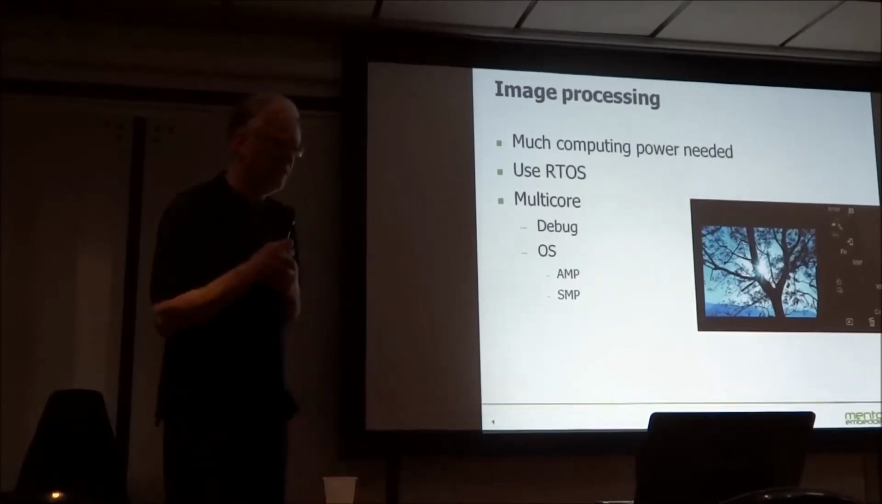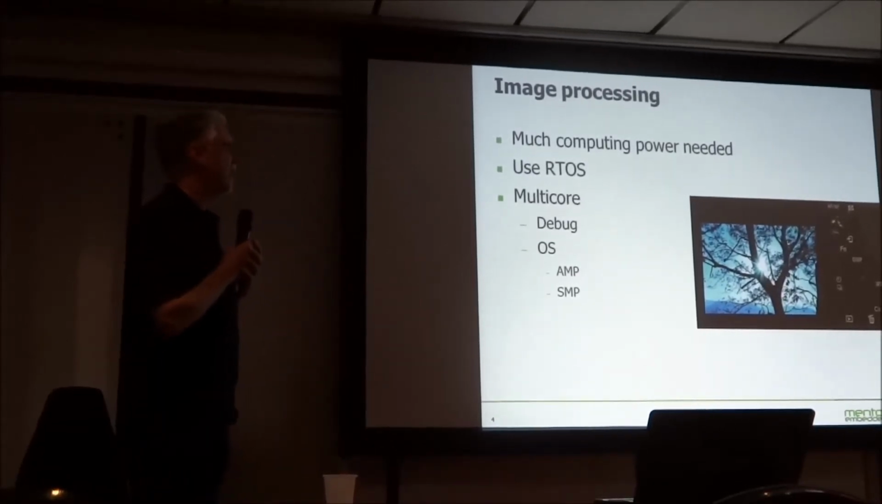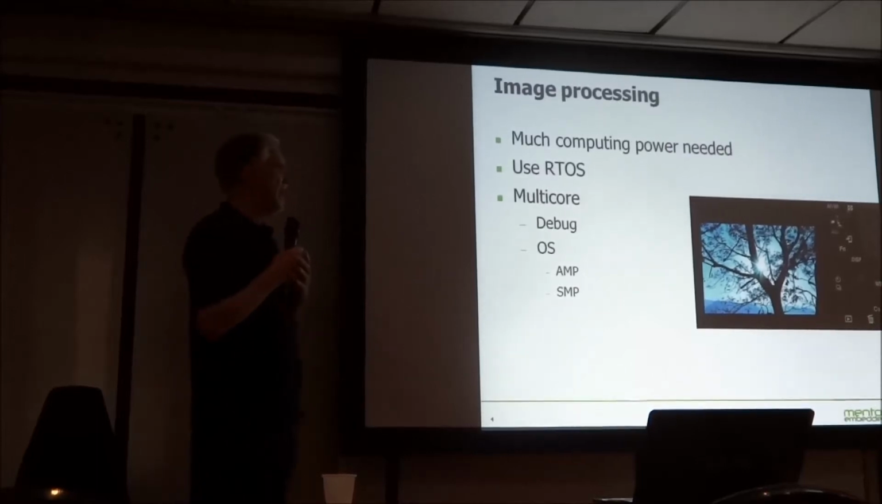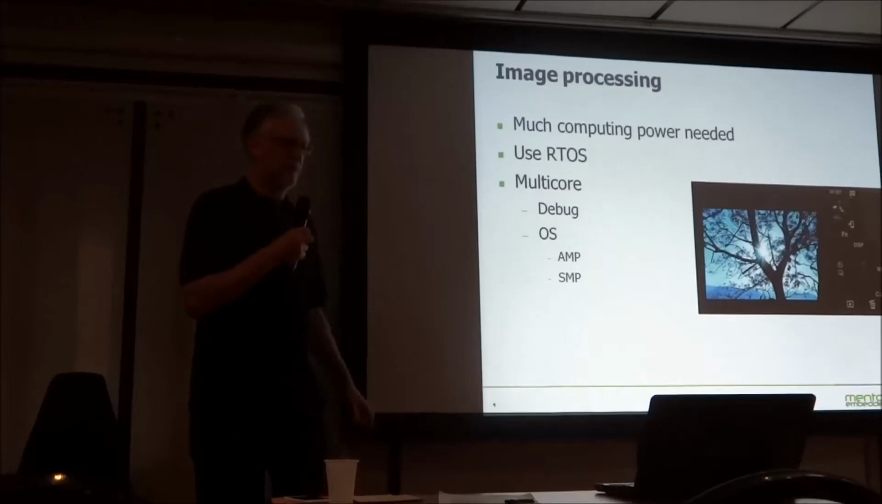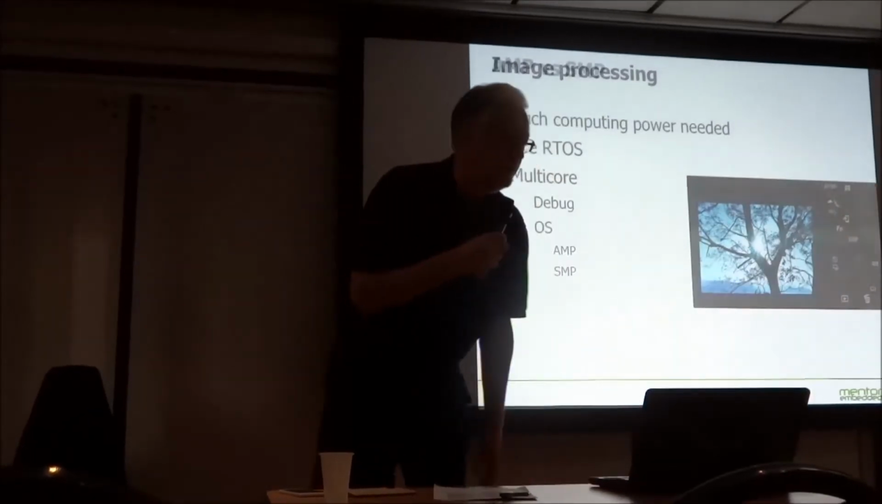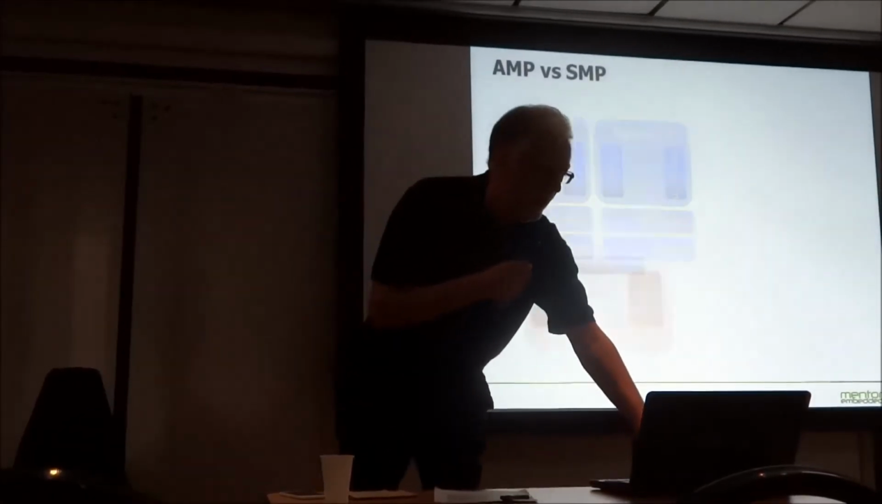architectures we can consider here. There's what we call AMP and SMP. AMP is asymmetric multiprocessing, SMP is symmetric. Take a very brief look at what they're all about.